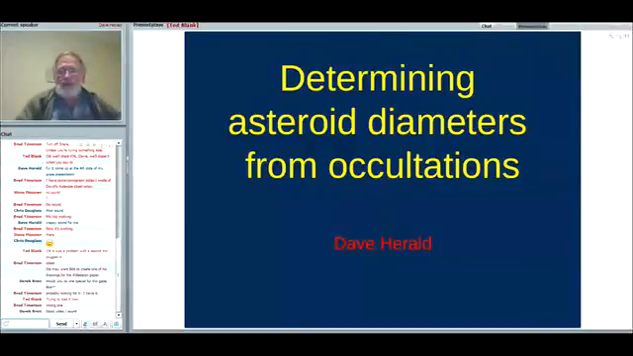Determining asteroid diameters from occultations, which is what we've been doing for the last 30 years at one sort of level.